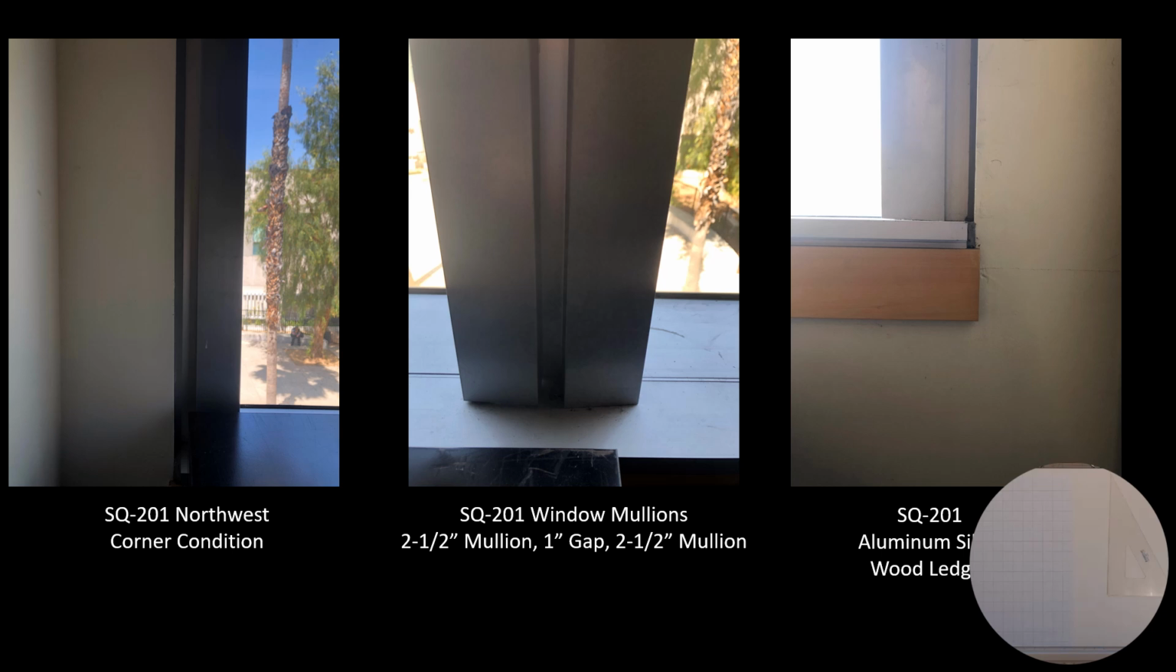The right-hand image shows a 1-inch tall aluminum sill at the base of the glass in the window, and below that is a 4-inch tall wood ledger. Refer back to these images to refresh your memory on what the leader notations are calling out when you view the provided elevations and plans.